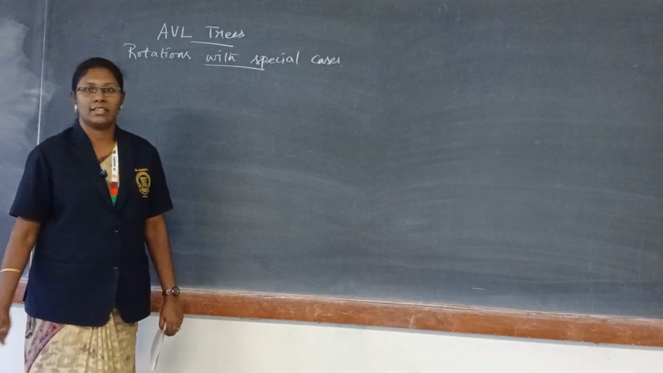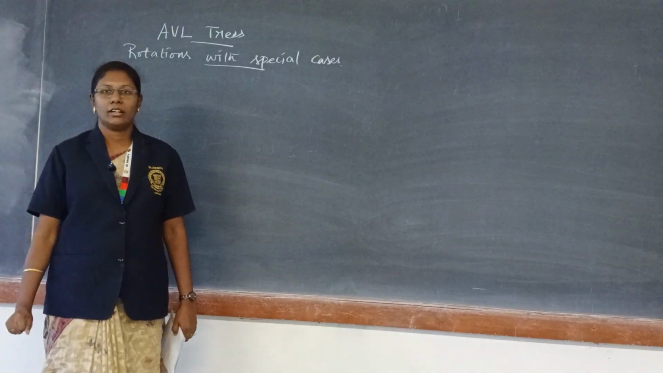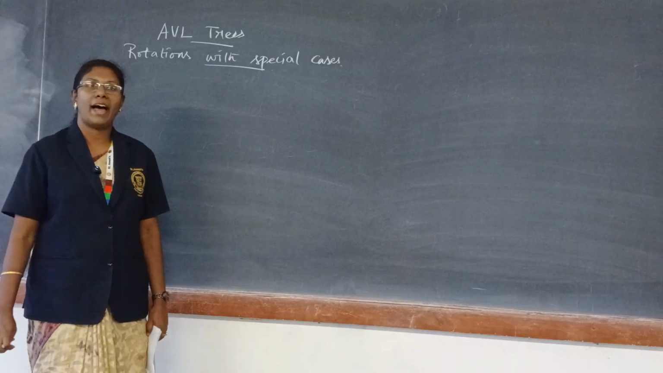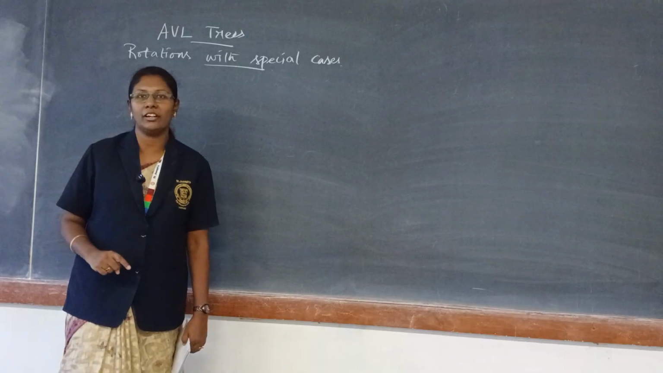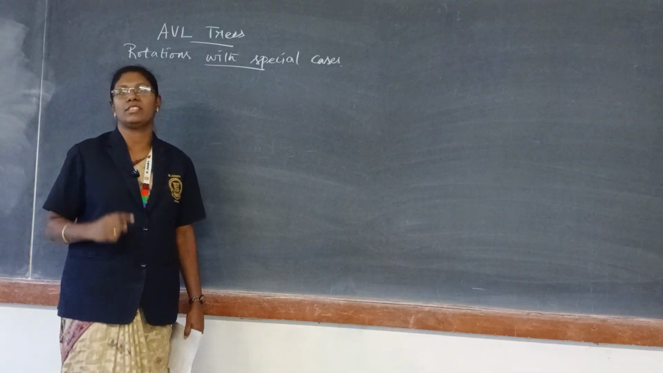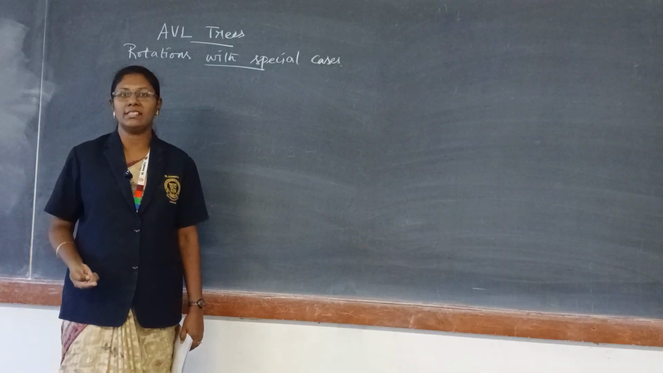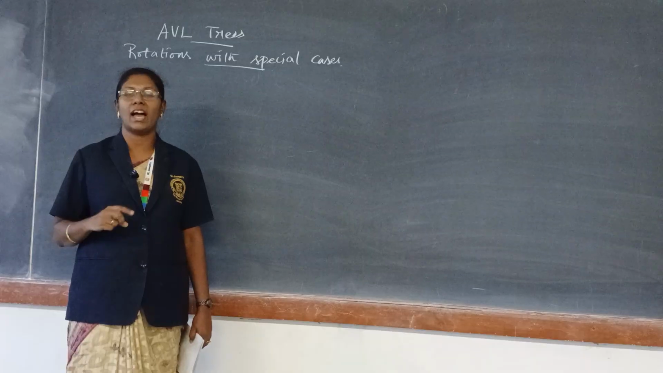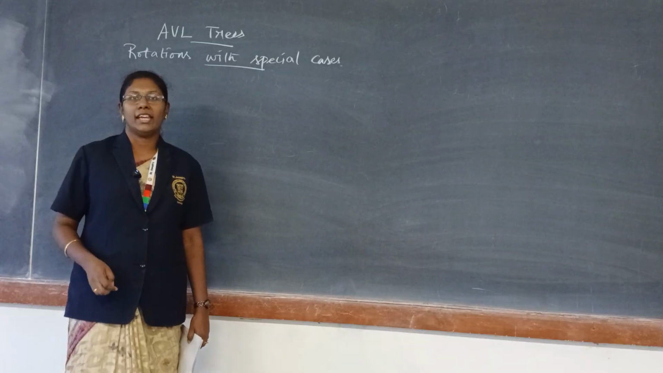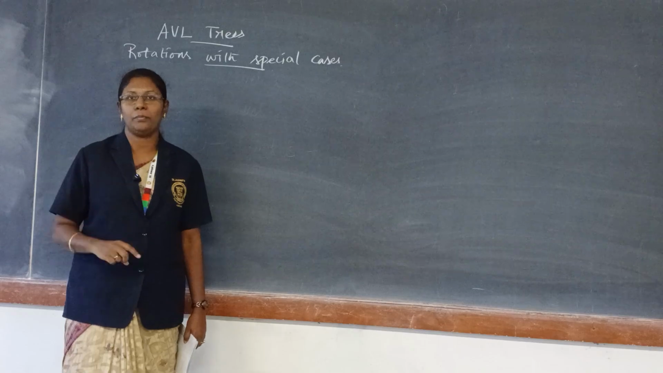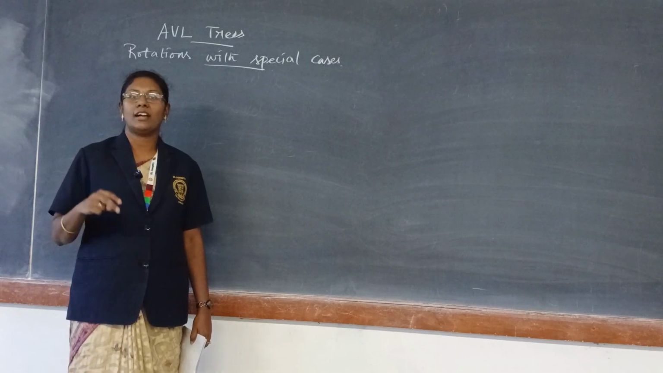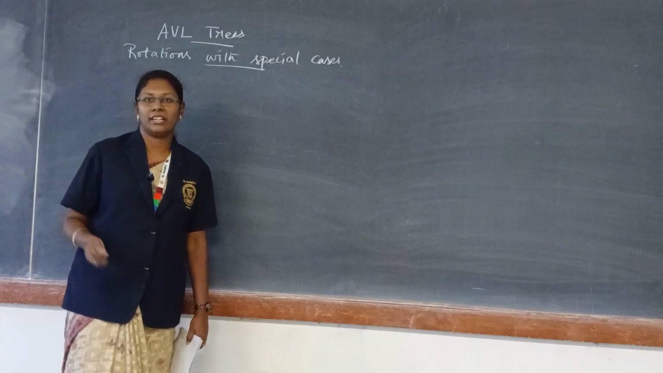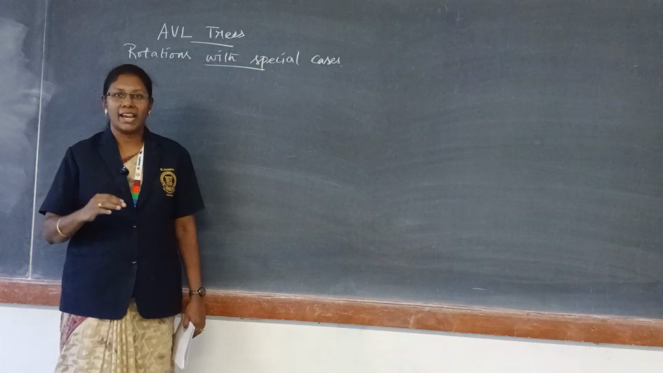So rotations in AVL trees: the balance factor is calculated for each and every node. If the value of the balance factor of that particular node falls under 0, -1 or +1, then the resultant AVL tree is said to be a balanced or height balanced binary search tree. If the balance factor of any node in that AVL tree is apart from the values 0, -1 or +1, then that particular tree is considered to be an imbalanced tree.